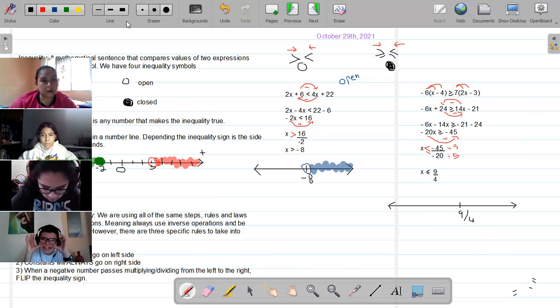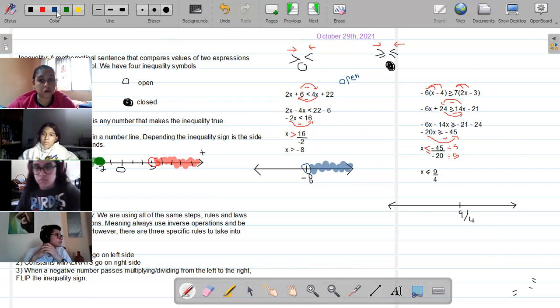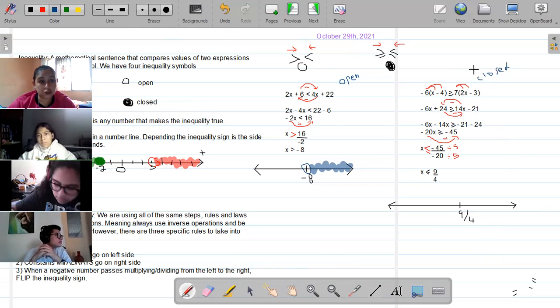We didn't talk about that: was this open or closed? See, we forgot about that at the beginning. Open or closed? Closed. So that means we're going to shade the circle as well. We're going to say this is 9/4 and we're going to paint it. The circle needs to be painted.